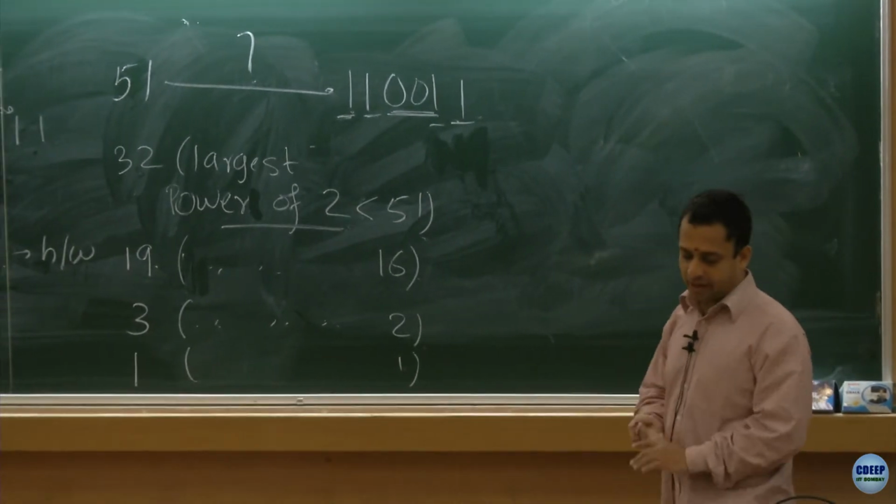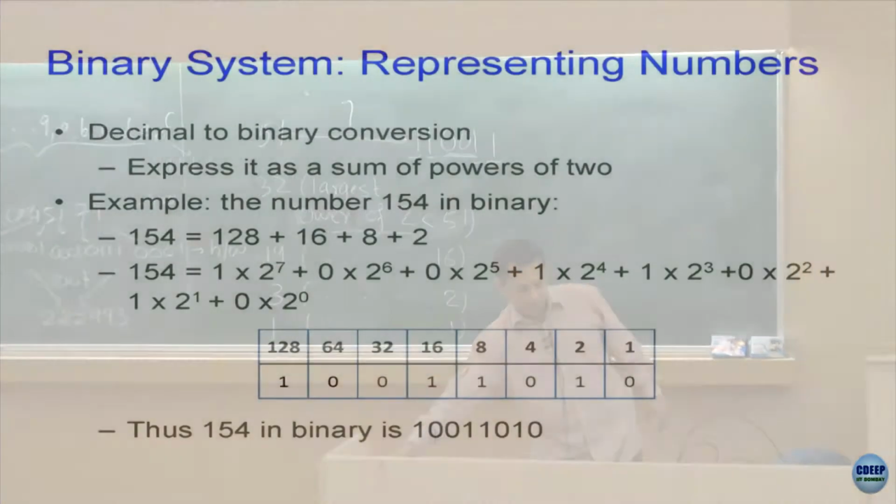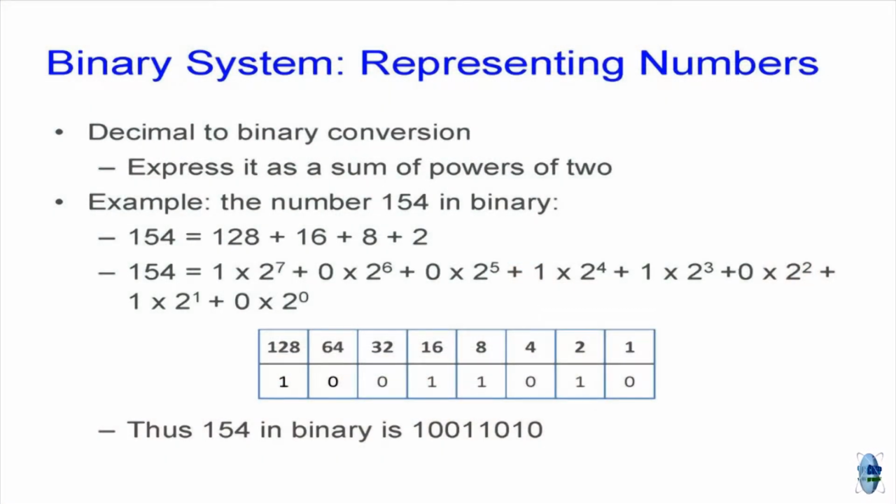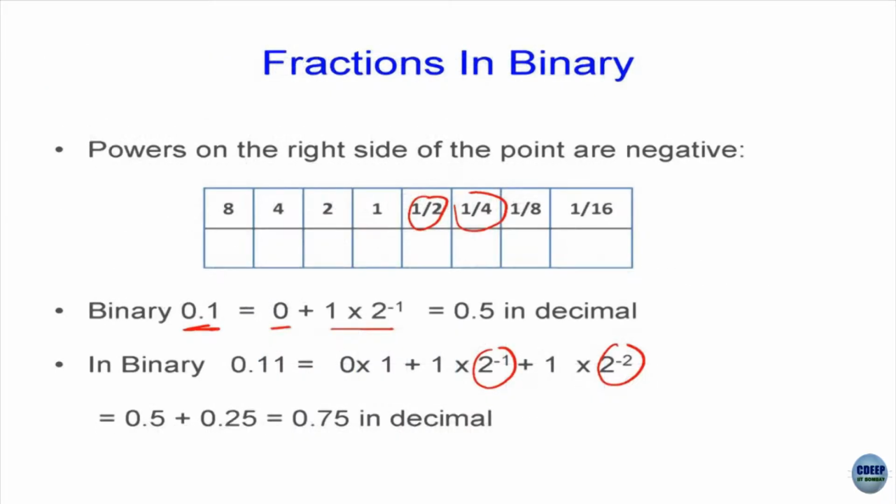So you could do decimal to binary conversion thus. So for example 154 in binary, look at the steps, you will do the same thing: largest power less than the subsequent remainders, starting with the original number. Okay, and the place values are handy to have alongside as you proceed. You could also represent fractions in binary.